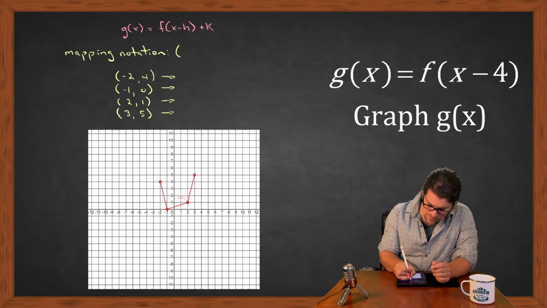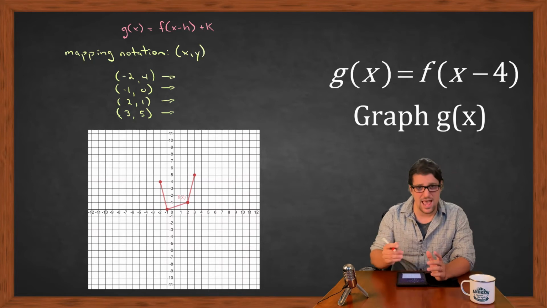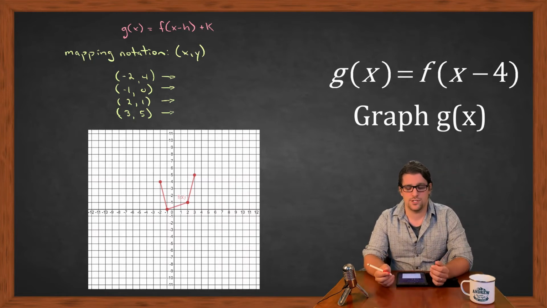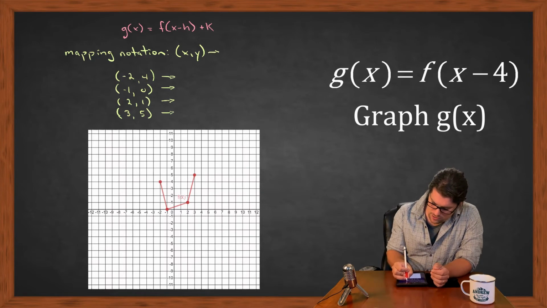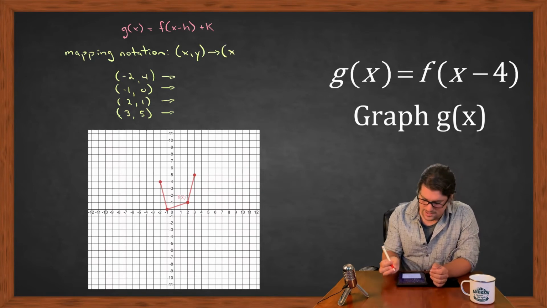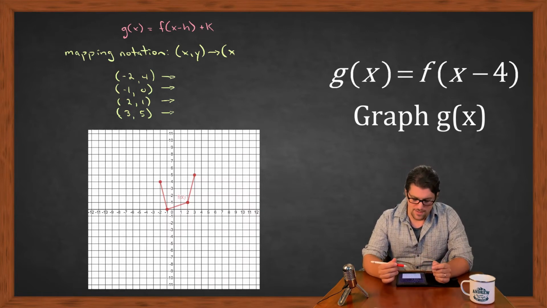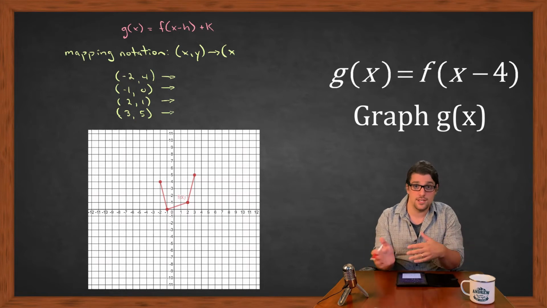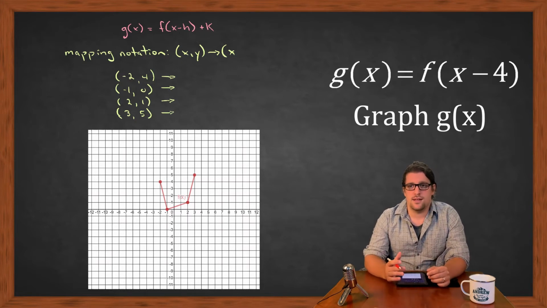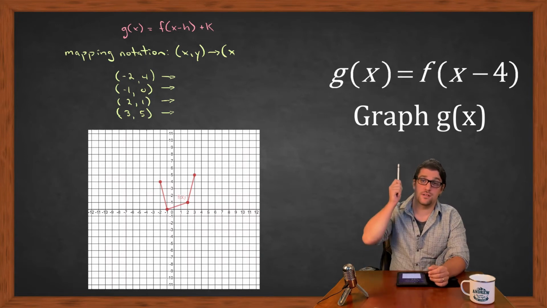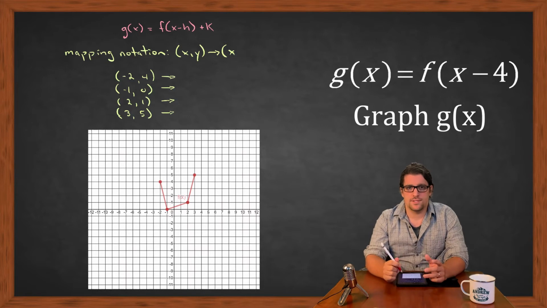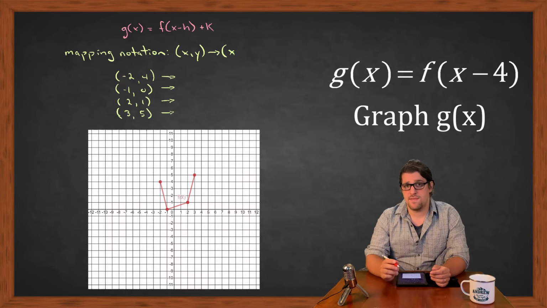So to start things off, let's talk about how to make a correct mapping notation or a mapping rule for this particular transformation. So we have any general x comma y point to start with, and it's going to map onto x, and then let's think about it for a second. The h is the horizontal parameter, and that horizontal parameter is going to move it side to side, so it affects just the x value. In this particular case, we have x minus 4 in the function that's above me right now. So that's the inside of the argument.